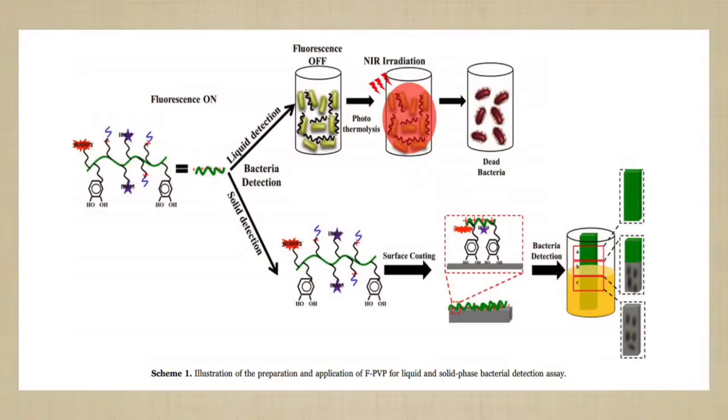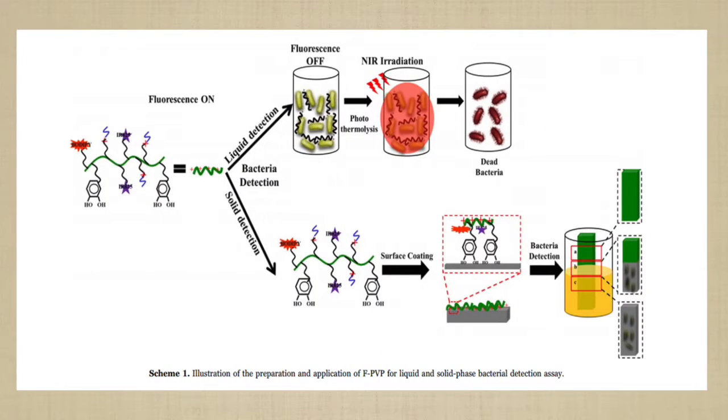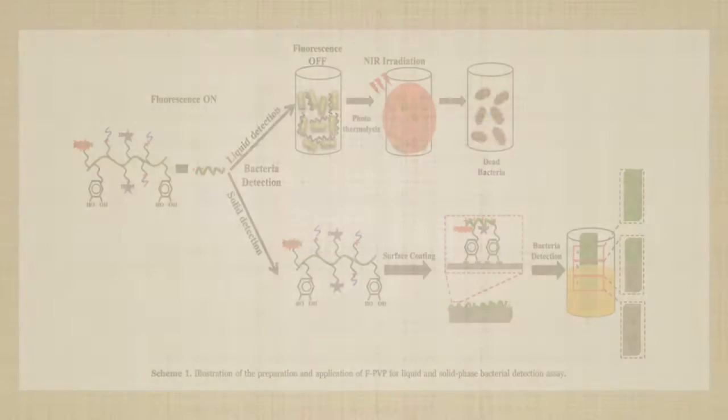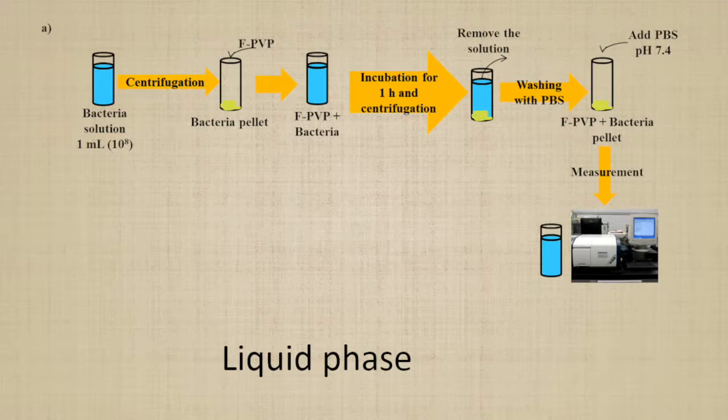And how does it work? From the research, they show that they can detect in liquid and solid phase. I will tell you about the liquid phase first. They added FPVP solution into bacterial solution, incubated for 1 hour, centrifuged it and washed it with PBS to remove unreacted FPVP.